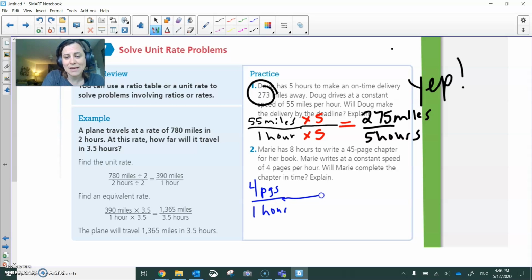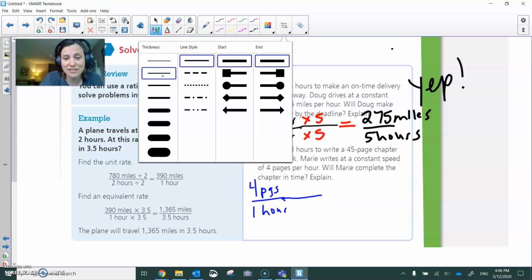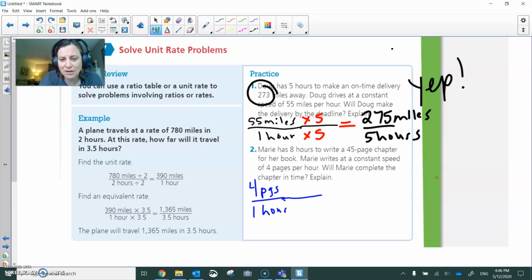Again, you could figure out how many hours it would take her to write 45 pages if you wanted to, but I think it is a heck of a lot easier to figure out how many pages she could actually write in 8 hours. So I'll multiply this by 8 also, and 4 times 8 is 32. So in 8 hours, she will be able to write 32 pages, which is less than she needs.